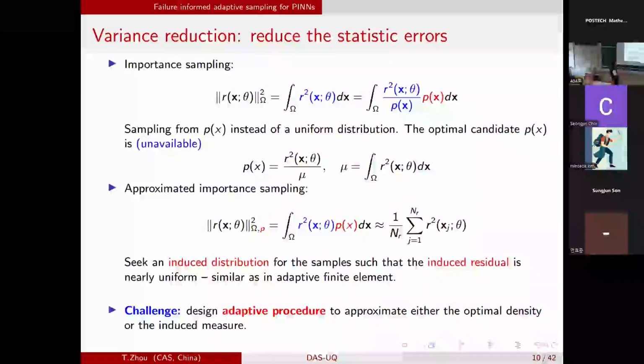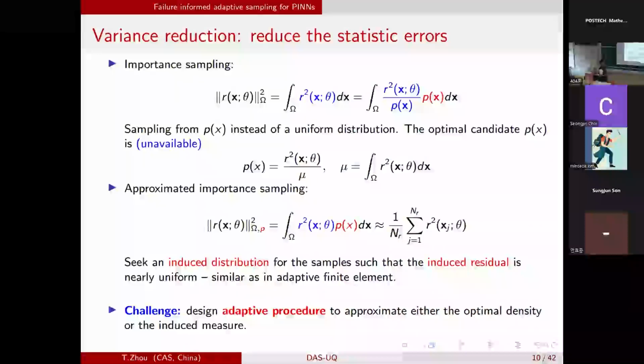It can be very flexible. You can use an arbitrary density to generate samples. This is equal to this quantity actually. You can choose any density function here. They are equivalent. So actually, the most efficient density here should be like this. This is the basic idea of importance sampling. If you want to approximate this integral here, the best sampling scheme should be like this. The p should be chosen like this.